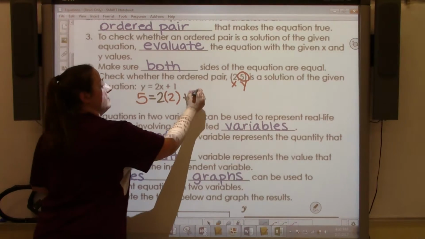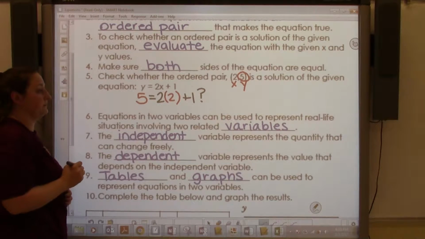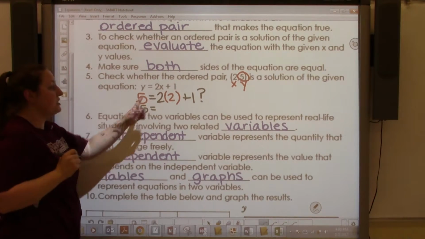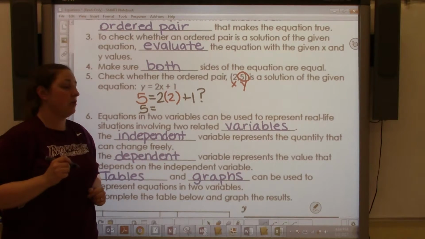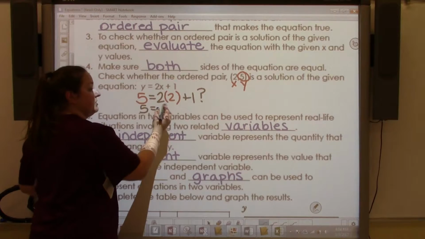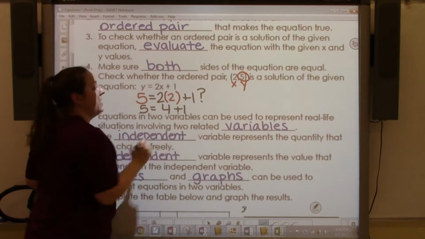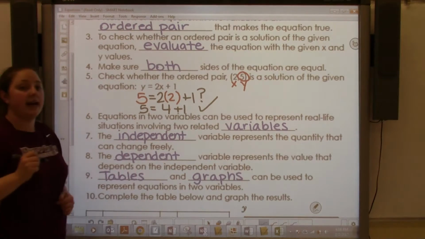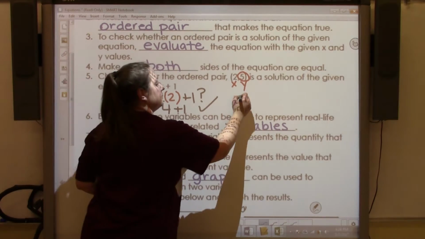We want to make sure that is a solution. So on the left, we still have 5. And what's 2 times 2? Remember, we have to do our order of operations. So we do the multiplication before addition. 2 times 2 is 4, plus 1. And sure enough, 4 plus 1 is 5. So yes, it is a solution.